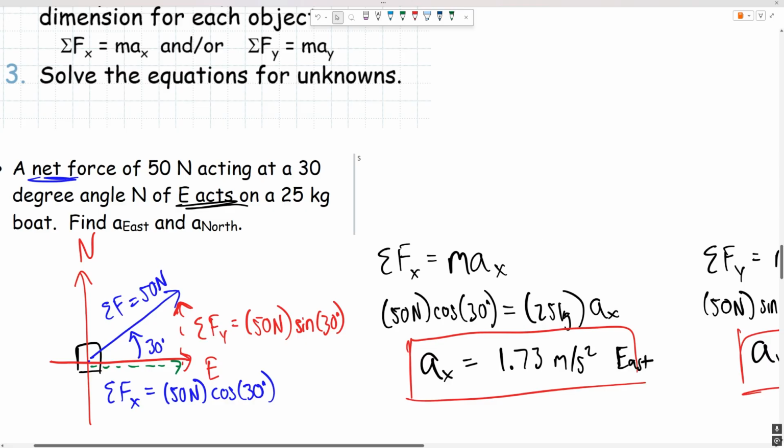And if I define to the right as positive here, then I can figure out how much this net force is acting to the east. I can break this up into its components. So I draw an arrow to the right, an arrow up here, and this would be the adjacent side of this right triangle. So the net force in the x direction would be the hypotenuse, 50 newtons, times the cosine of 30.